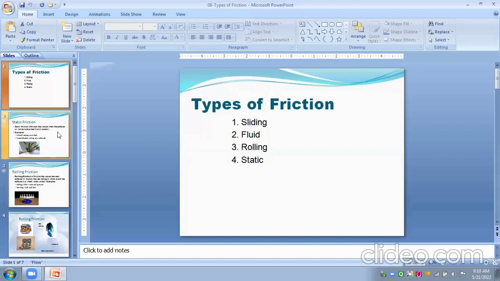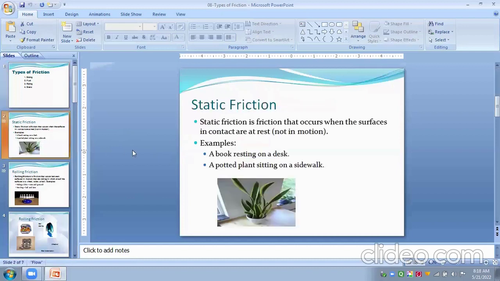So first of all, see static friction. Static friction is the friction that occurs when the surfaces in contact are at rest. So these two bodies are not in motion. For example, a book resting on a desk, or a plant pot sitting on the sidewalk. These are some examples of static friction.